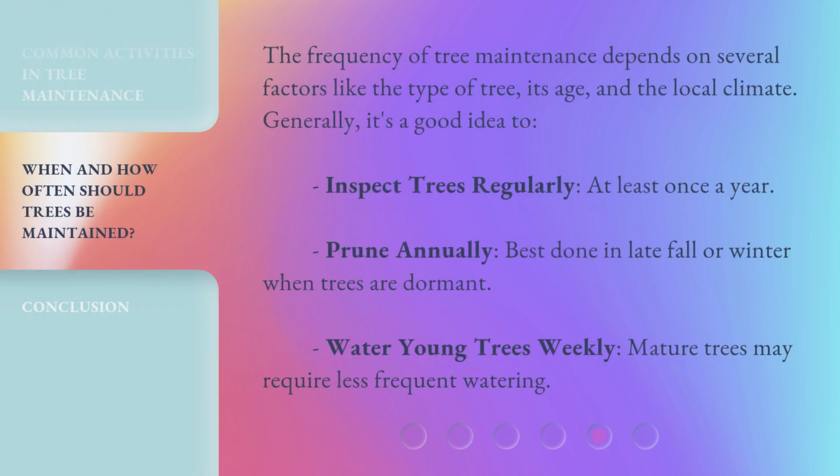The frequency of tree maintenance depends on several factors like the type of tree, its age, and the local climate. Generally, it's a good idea to inspect trees regularly, at least once a year; prune annually, best done in late fall or winter when trees are dormant; water young trees weekly. Mature trees may require less frequent watering.